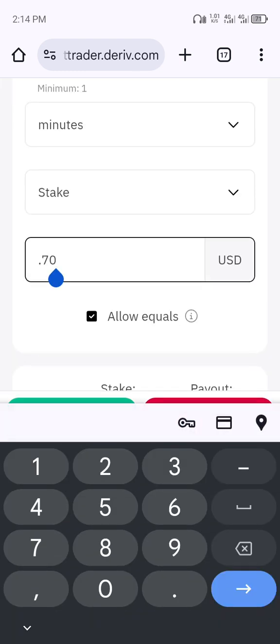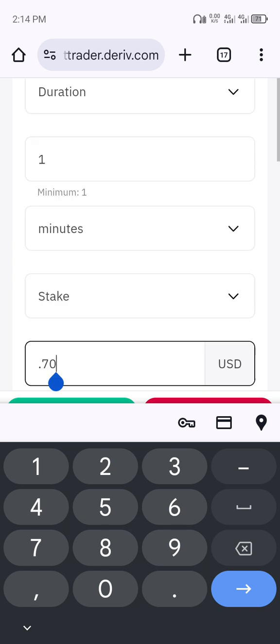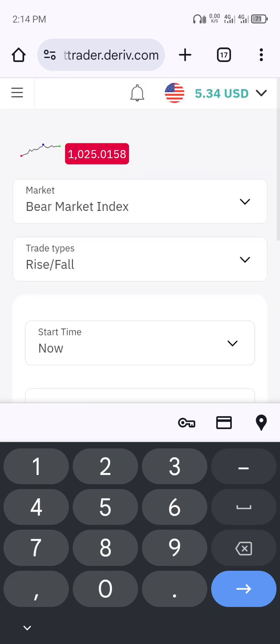Okay, we want to stop here for today because we have reached our target. From the beginning I told you we want to raise the $1.67 to $5, and here we are, $5.34. So see you in our next video as we come your way again. Goodbye for now.